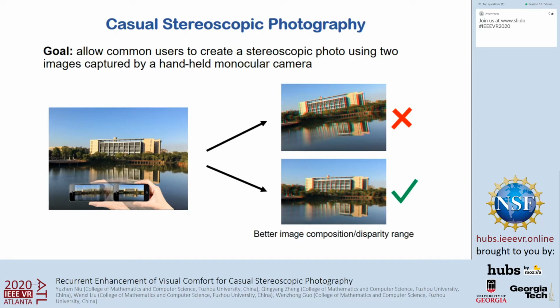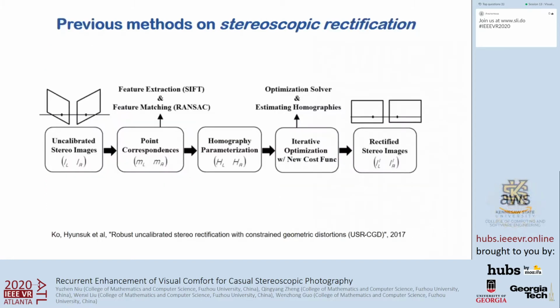As shown in the figure on the left, users first take one image, move the camera horizontally and take the second image. However, the captured image pair can hardly satisfy the stereoscopic geometry constraint, let alone maintain satisfactory composition and visual comfort. To solve this problem, existing methods often treat this as two separate problems, stereoscopic rectification and disparity adjustment.